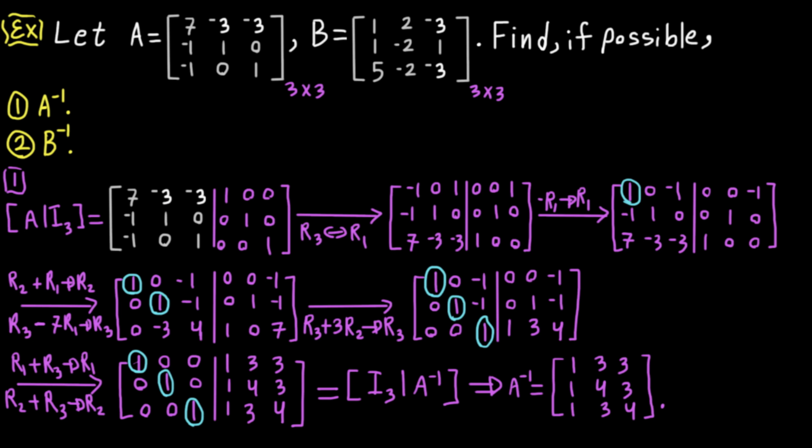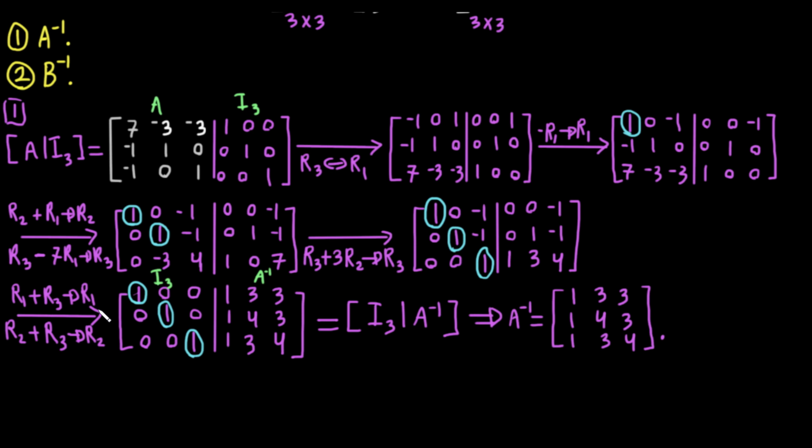I just want to illustrate this one more time. This is A, this is the identity matrix. Then we transform this A to the identity matrix, and then we get here the A inverse. Now let's confirm that this A inverse is indeed the inverse of this A. So let's go down a little bit.